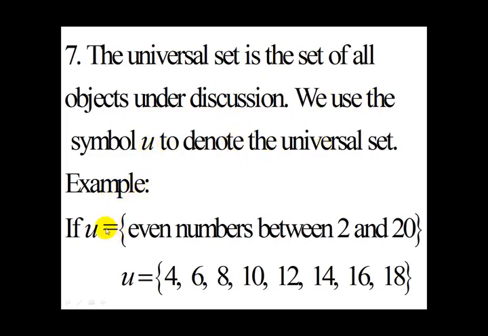Example, if U equals even numbers between 2 and 20, that means the universal set will be 4, 6, 8, 10, 12, 14, 16, and 18. Because they are even numbers between 2 and 20, it means that 2 and 20 themselves are not inclusive. So the universal set U equals 4, 6, 8, 10, 12, 14, 16, and 18.